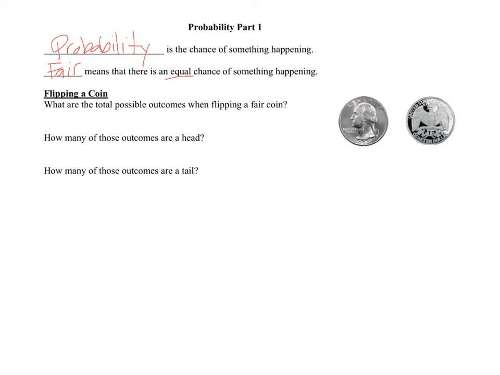The most simple example when working with probability is flipping a coin. What are the total possible outcomes when flipping a fair coin? There are 2 possible outcomes. What are those 2 outcomes? Head or tail. How many of those outcomes are head? Well, there's 1. How many of those outcomes are tail? 1.